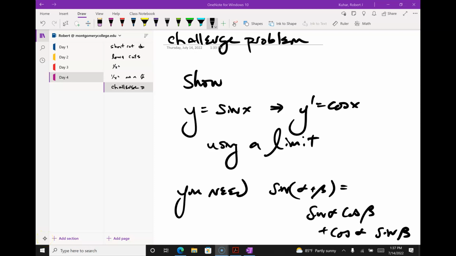So you got a couple challenge problems, and I'll do this one on Monday. Show that the derivative of sine is cosine using a limit. You need that trig identity. And then you should get your dynamic tangent line, secant line done this weekend as well. And send it to me, right?